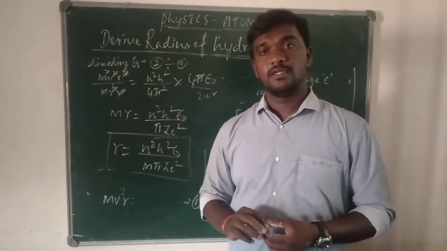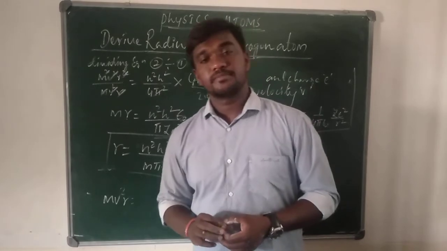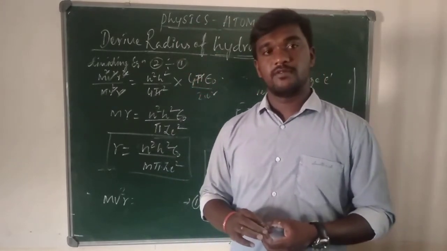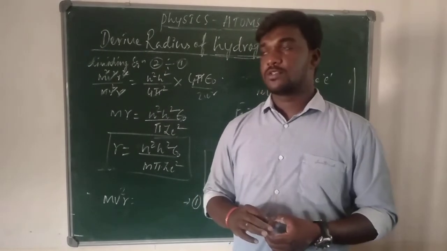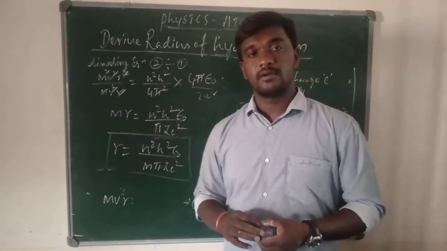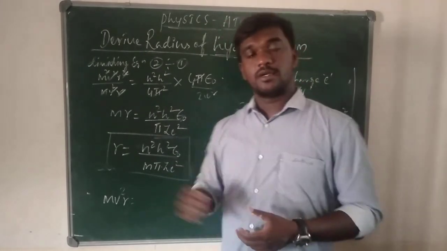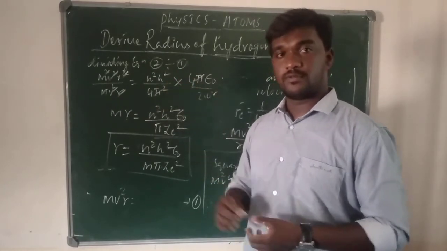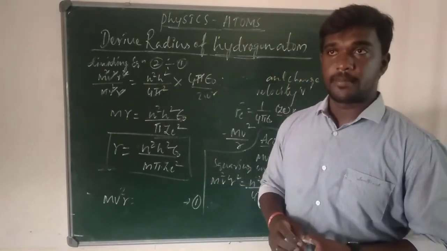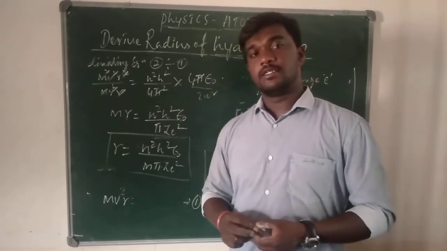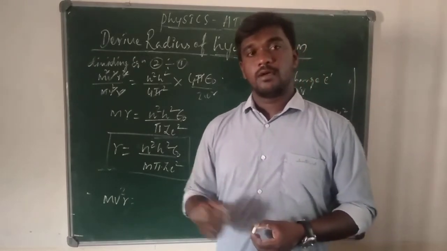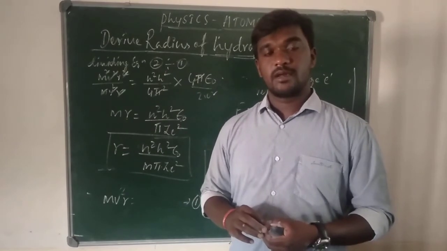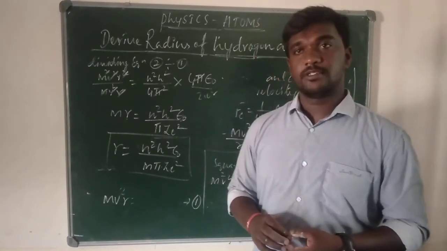After that, we discussed Bohr's postulates. There are three postulates. One is that the electron revolving around the nucleus requires a centripetal force, which is provided by the electrostatic force between the nucleus and the electron. That expression is mv square by r is equal to 1 by 4 pi epsilon naught Ze square by r square. The second postulate, according to Bohr, is that the electron revolves around the nucleus in certain stable orbits, which are called stationary orbits.